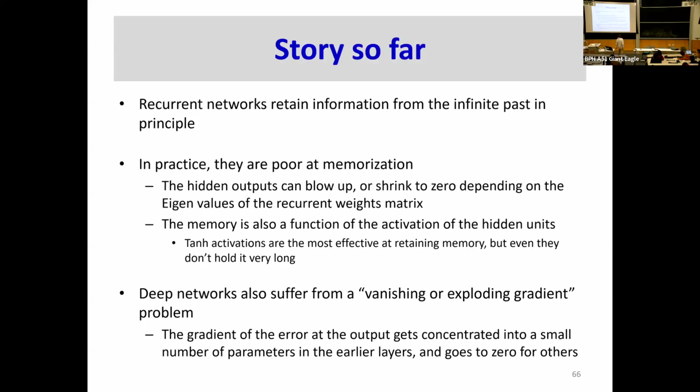Our story here is that recurrent networks are supposed to retain information in principle from the infinite past. In practice, they are really poor at memorization. The hidden outputs blow up or shrink to 0 depending on the eigenvalues of the recurrent weight matrix, but the memory is also a function of the hidden activations. This is during inference, but during training, you have an even more difficult problem. During inference, it's the memory behavior of the network that is bad. During training, you just don't get signals to update the models with.